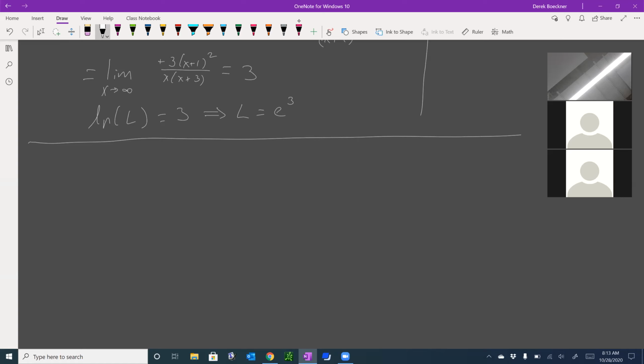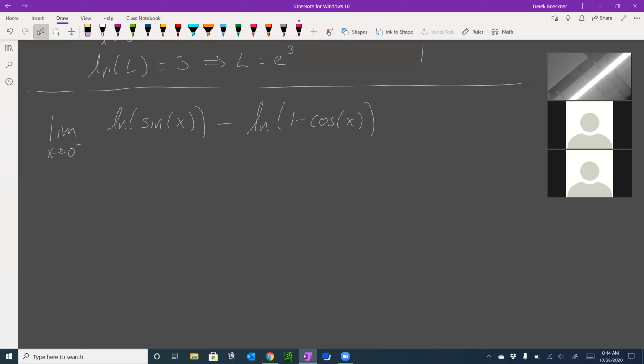Let's see if I can come up with one that sort of works like that. So let's try the limit as x goes to 0. I don't know if this will work out or not, but this looks interesting to me. So let's try this one.